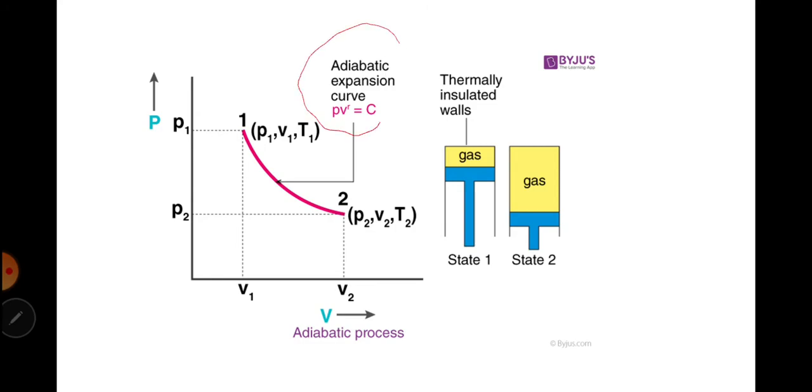Adiabatic expansion. This is the graph for adiabatic expansion. Here, in state 1, the gas is compressed, so temperature will increase. Here the gas expands, so temperature will decrease. So change of temperature occurs in an adiabatic process.